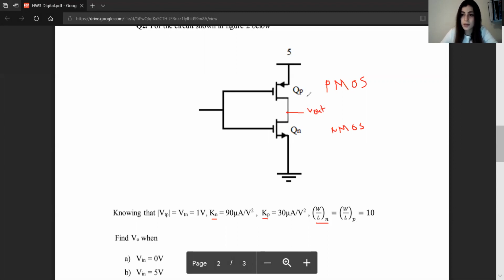We need to notice that V output is connected to the drain of P and the drain of N. And here we input the voltage. And also we need to notice that V input is connected to the gate of the PMOS and the gate of the NMOS. And the source of the PMOS is connected to a voltage VDD, and the source of the NMOS is connected to ground.